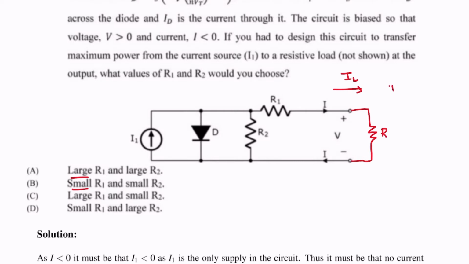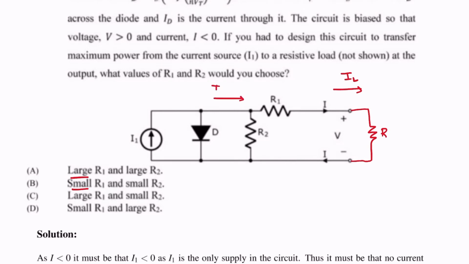Because of course I squared R is power, R is fixed, all we have control over is I, and so if you want to maximize the power, you would have to increase I. From that perspective, the answer is fairly straightforward.